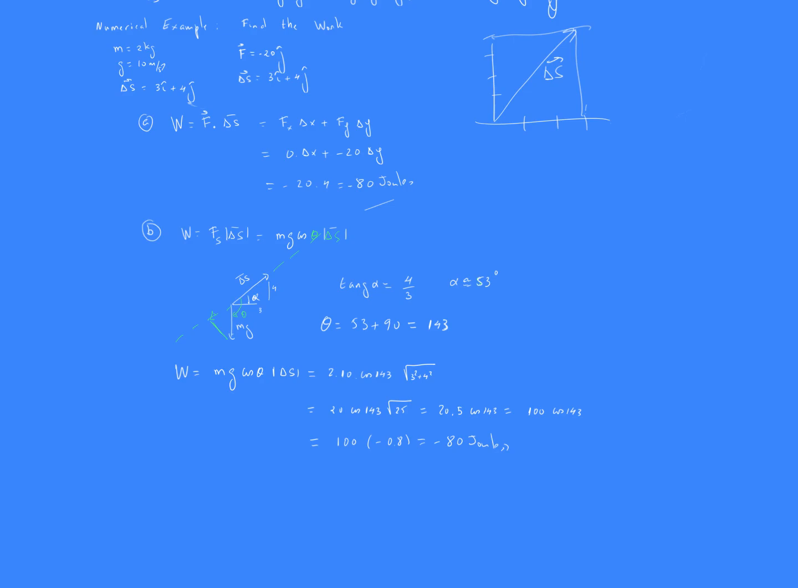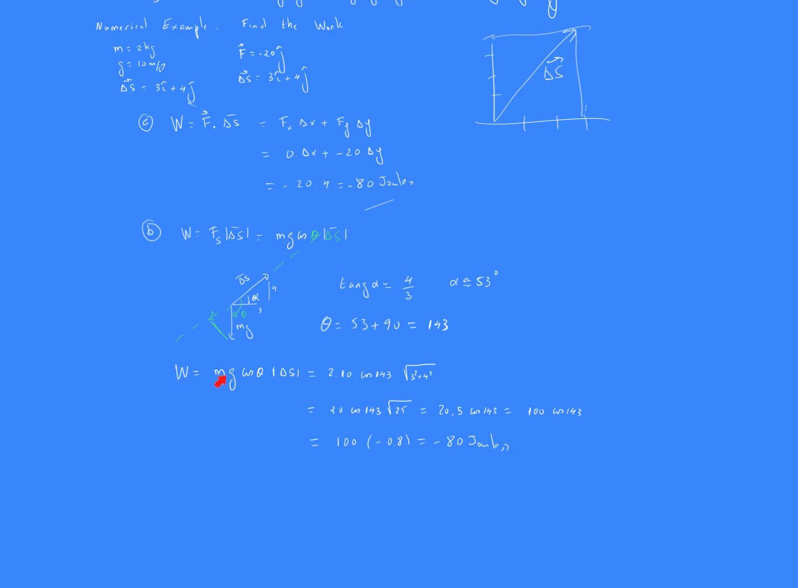Now, how will I find the angle theta? Well, the angle theta is the angle alpha plus 90 degrees. Do you agree? Theta is the angle alpha plus 90 degrees. So alpha, the tangent of alpha is 4 divided by 3, since the displacement delta s is 3i plus 4j. So the tangent of alpha is 4 divided by 3, so alpha is 53 degrees. So theta is 53 degrees plus 90, so it's 143 degrees.